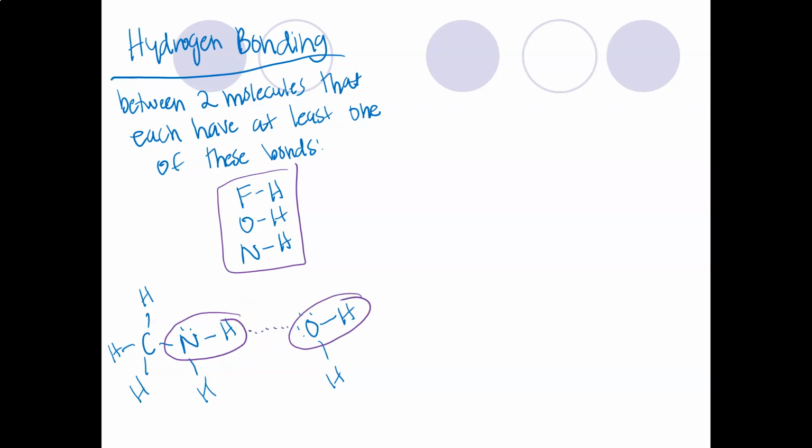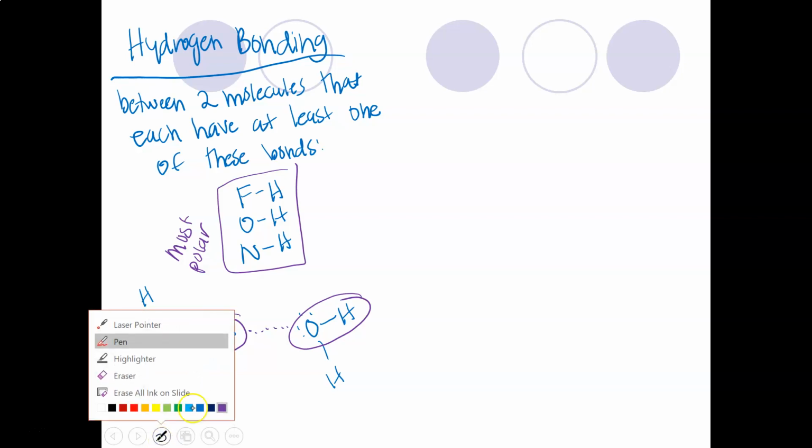These three bonds are the most polar of all the bonds. So they're like dipole-dipole forces on steroids. They're like extra strong dipole-dipole. Okay. That's what hydrogen bonding forces are. If something is hydrogen bonding, it automatically also has dipole-dipole and dispersion, because everything has dispersion.